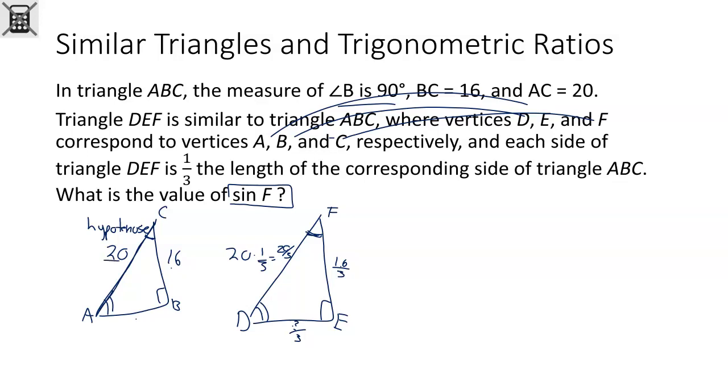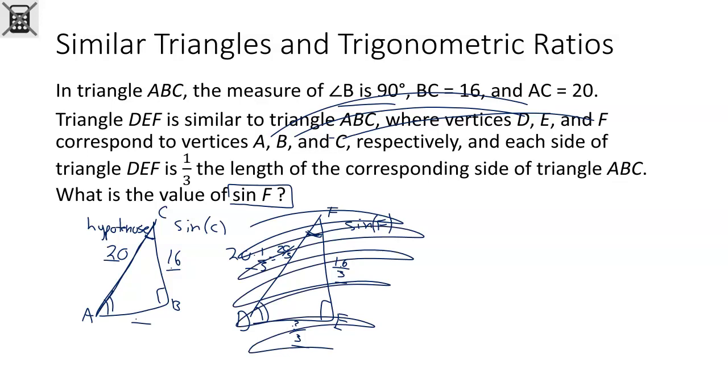Since the ratio of our hypotenuse to the hypotenuse is the same, this side to this side is the same, this side to this side is the same, the value for sine of F will be equivalent to the measure sine of C, because those are corresponding angles. So once I know that, I don't need this triangle anymore. All I need to know is what angle corresponds with F, and it's C. So when I find sine of C, that's giving me sine of F. They're going to be the same.